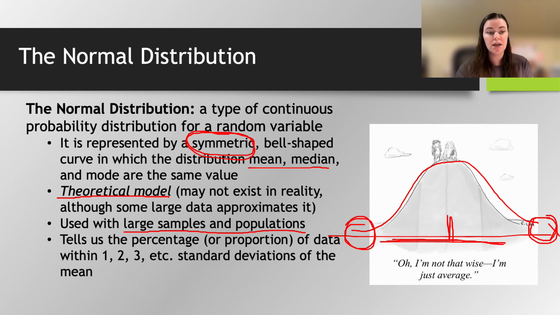Importantly, too, the normal distribution tells us the percentage or the proportion of data within 1, 2, 3, even 4, so on and so forth, standard deviations from the mean. And so this is bringing together the information that we've learned so far in chapters 1 through 4 in terms of measures of central tendency and our measures of variability, specifically with calculating this idea of the standard deviation and how we can actually approximate those values relative to really large data sets and distributions.